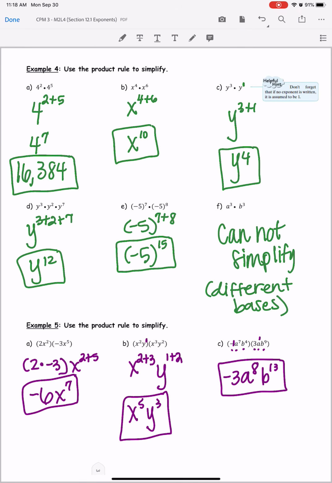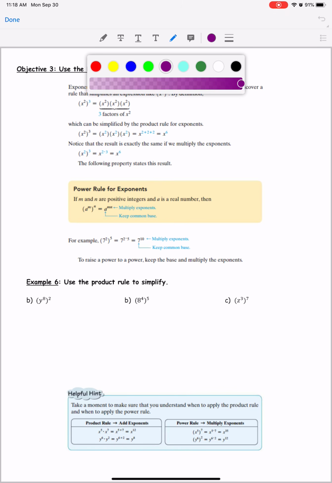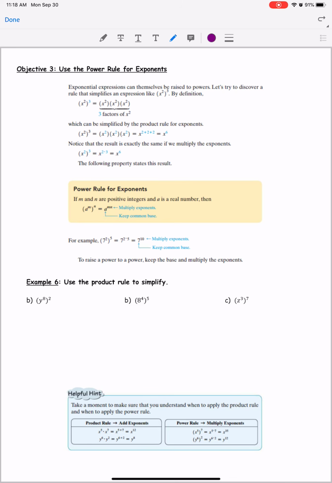Okay, so that was only our first rule. We're going to go through 4 or 5 other ones. So the first one is your product rule. Add those together. Now we're going to use our power rule. Our power rule says, well, here's the power rule. And just like before, here's an example for you, but let's go through our own example.